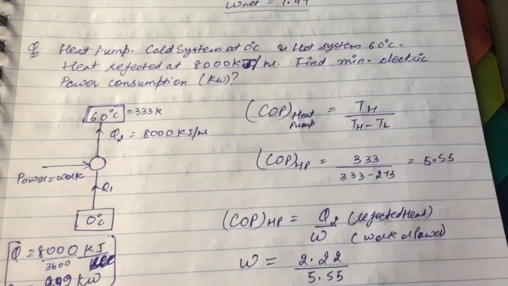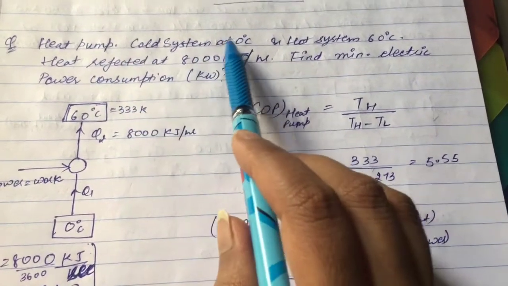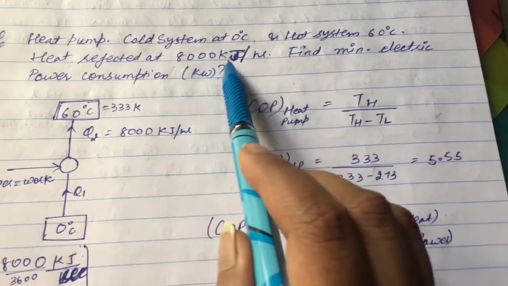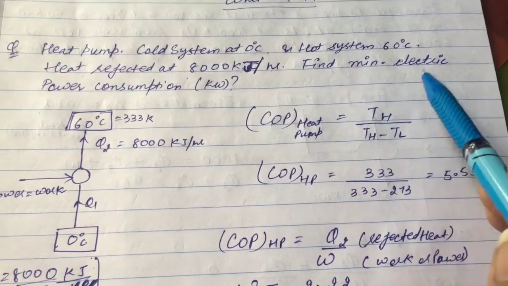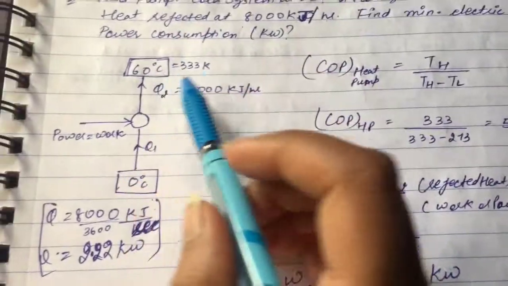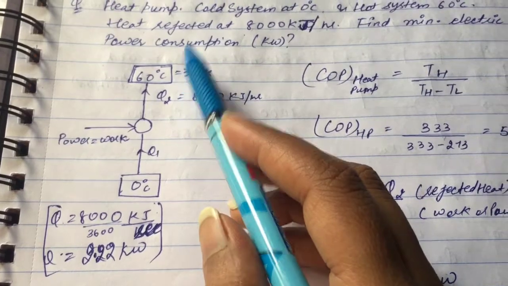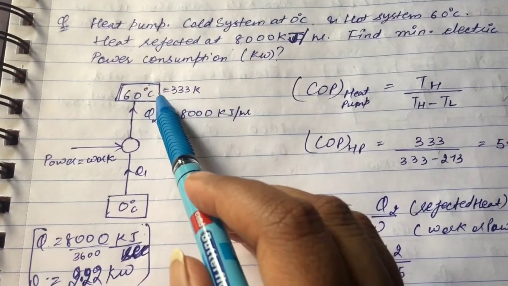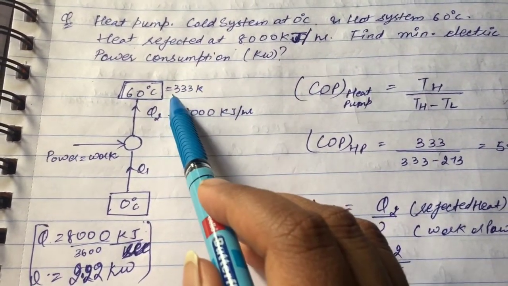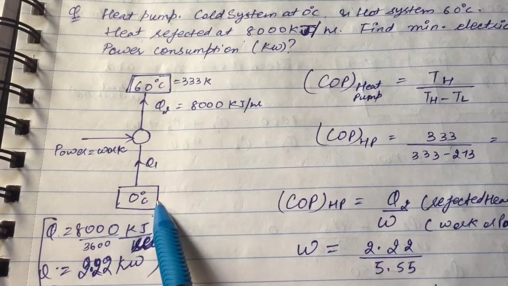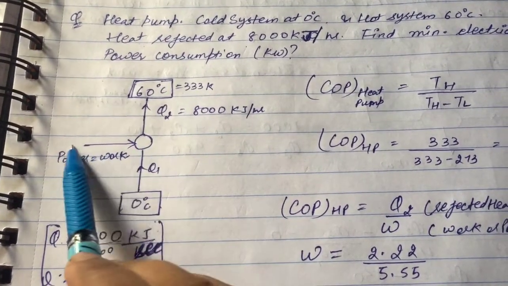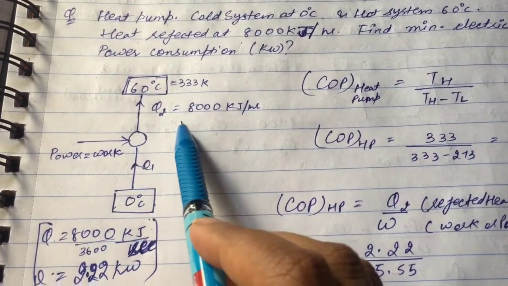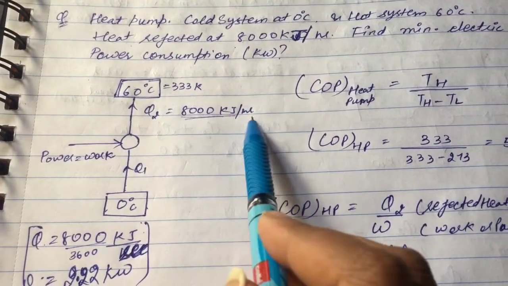Next question is for a heat pump, cold system at 0 degrees Celsius and hot system at 60 degrees Celsius. Heat rejected is 8000 kilojoule per hour. We have to find the minimum electric power consumption. Using the question, we have drawn a diagram. This is our hot system at 60 degrees Celsius, which is 333 Kelvin, cold system at 0 degrees Celsius, and some work or power is being provided. Heat rejected is given as 8000 kilojoule per hour.